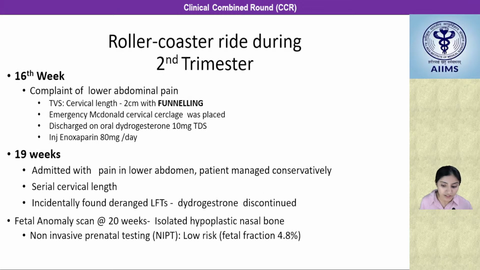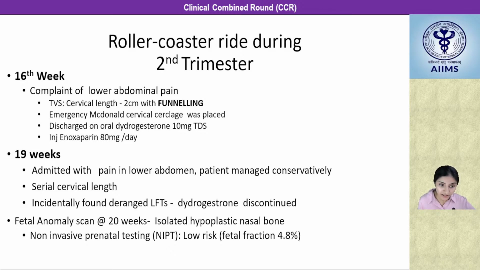At 16 weeks of gestation, she had a complaint of lower abdominal pain and on ultrasound, 2 cm cervical length and funneling was present. Emergency McDonald's cerclage was placed and the patient was discharged on dydrogesterone and enoxaparin. At 19 weeks, she was again admitted and was managed conservatively with the complaint of pain in lower abdomen. Serial cervical length monitoring was done. Dydrogesterone was discontinued in view of deranged LFTs.